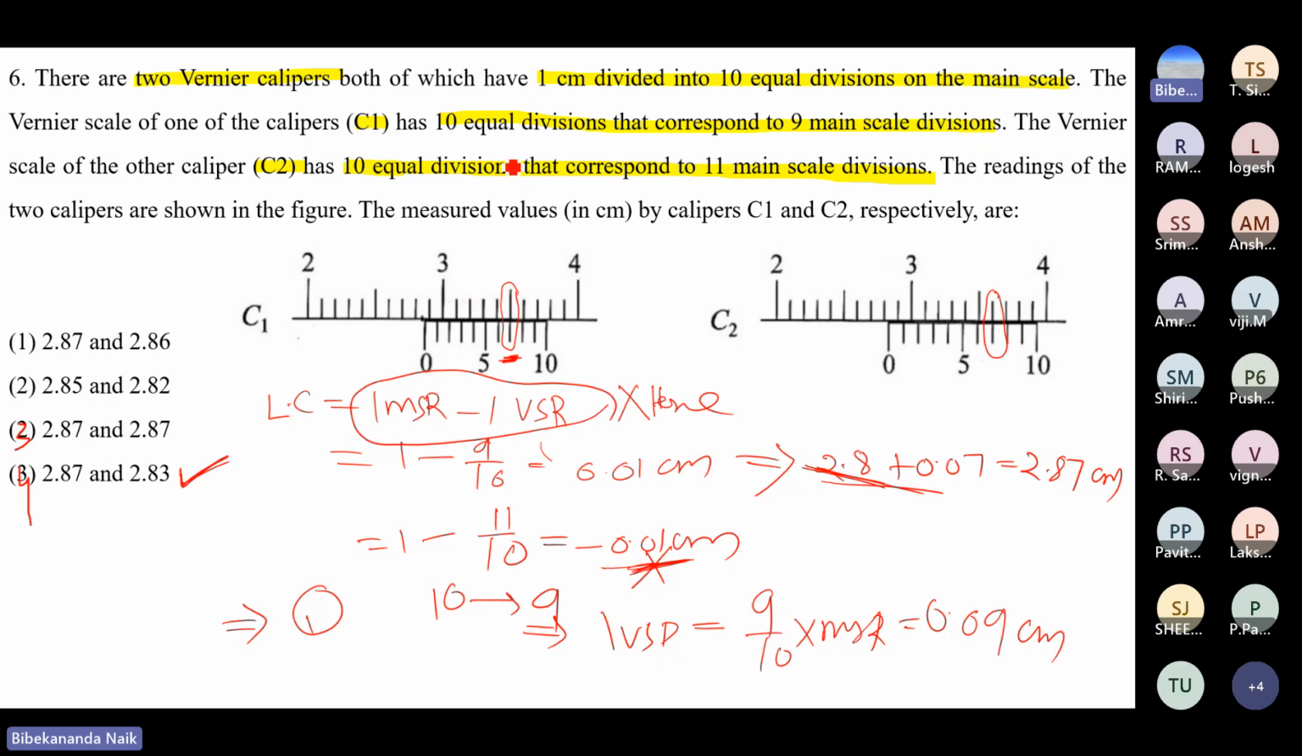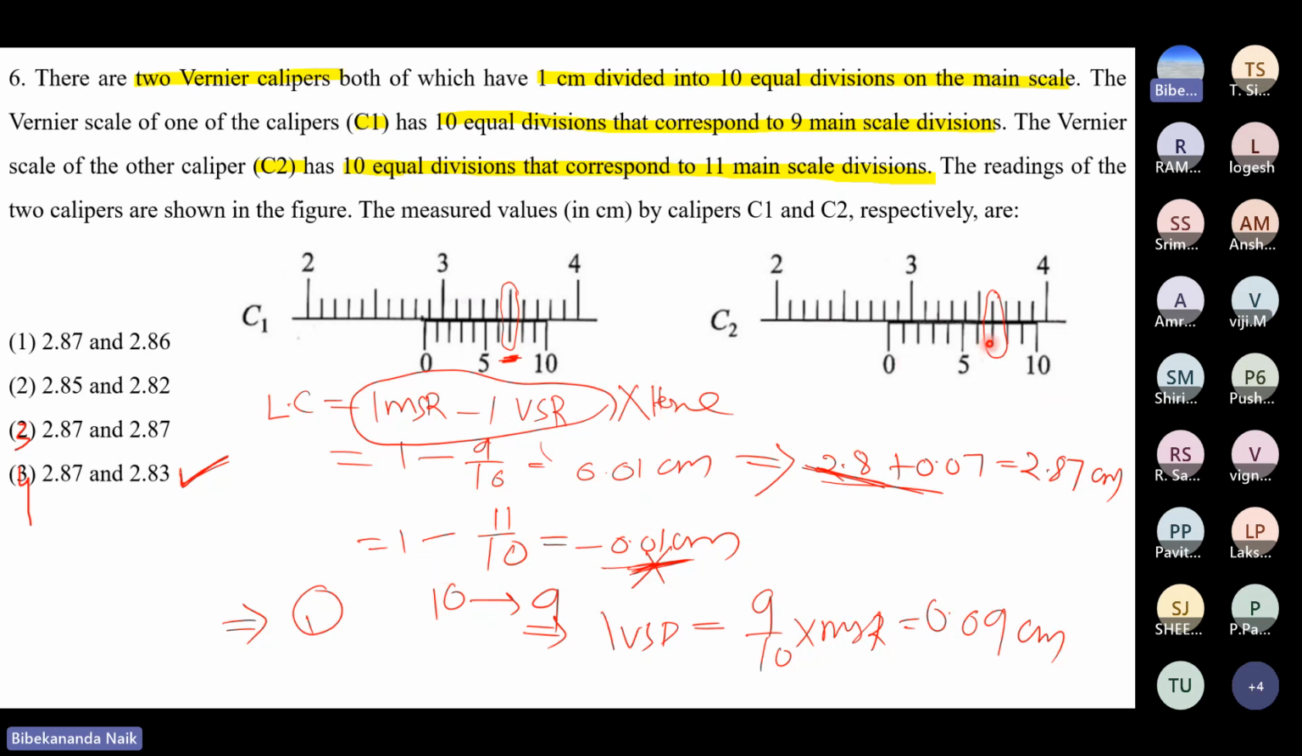So the vernier scale readings in both cases are different, but the main scales are the same. So the method is different here for calculating the measurement value. In previous cases, in the first case we can apply the formula, because the least count will be 1 minus 9/10 into the main scale reading. The main scale reading is 0.1 centimeter. So 9 by 10 into 0.1 is 0.09. So the least count will be 0.01 centimeter. And according to the rule of measurement, the measurement is 2.8, and the 7th division coincides with the main scale division, so it will be 2.87.